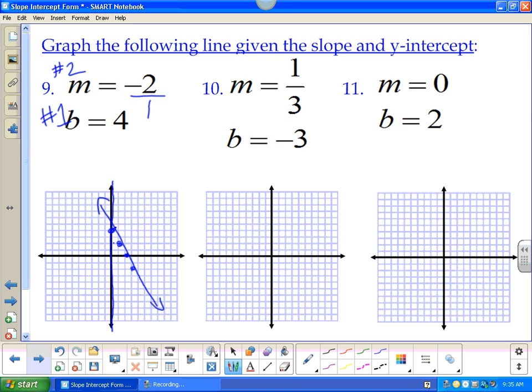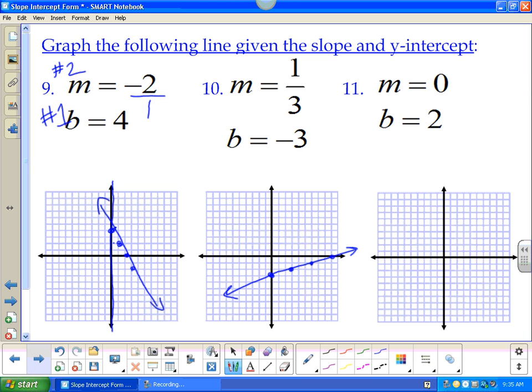Number 10. Okay, so I do my y-intercept first. So I'm on my y-axis, I'm going down to negative 3, and I put a dot. My slope is 1/3, so from this dot, I go up 1 because it's positive, and right 3. I'm going to go again, up 1, right 3. You could go again if you wanted to. Remember that you always run to the right.